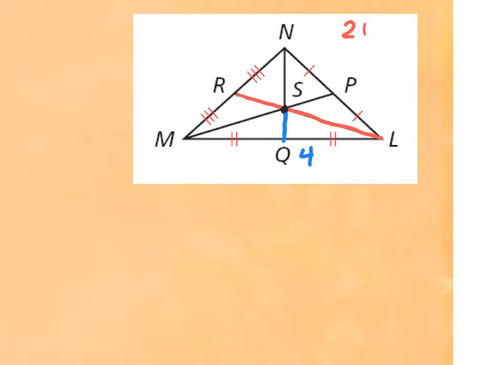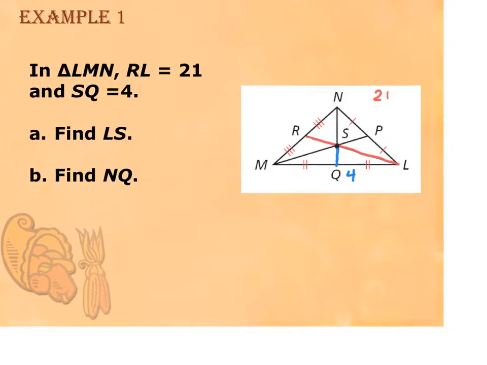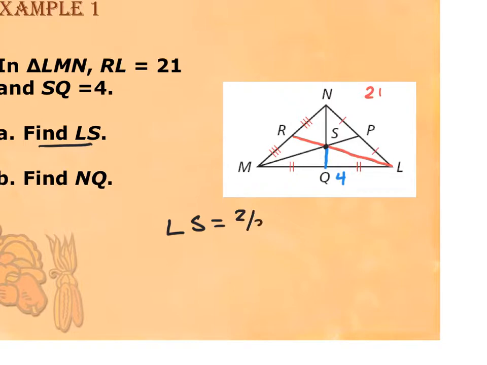Now I'm okay with setting up some equations. So you know that line, I did line RL. Let's start with, we want to find LS. What do we know about LS? LS is 1/3 of line RL. No, 2/3, I'm sorry, 2/3 of line RL. So all we did is take exactly what he said and turn it into an equation. LS is 2/3 of RL.